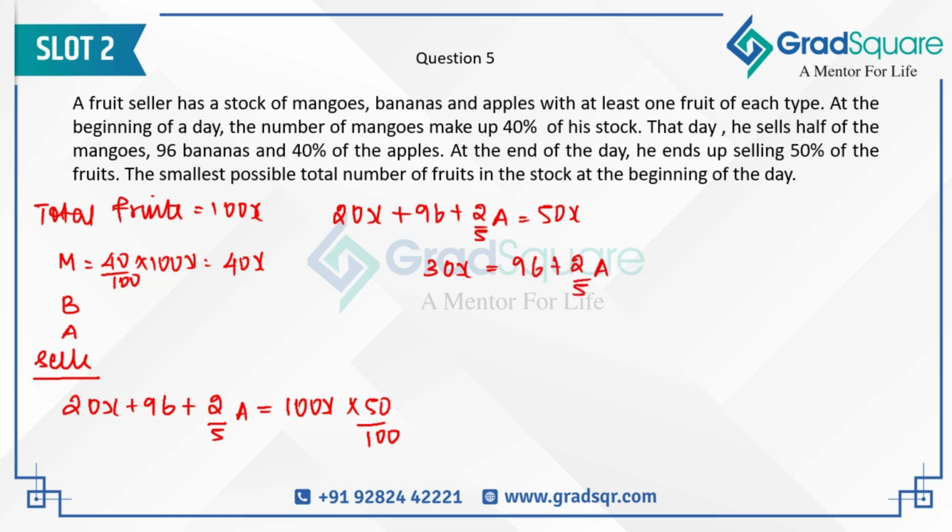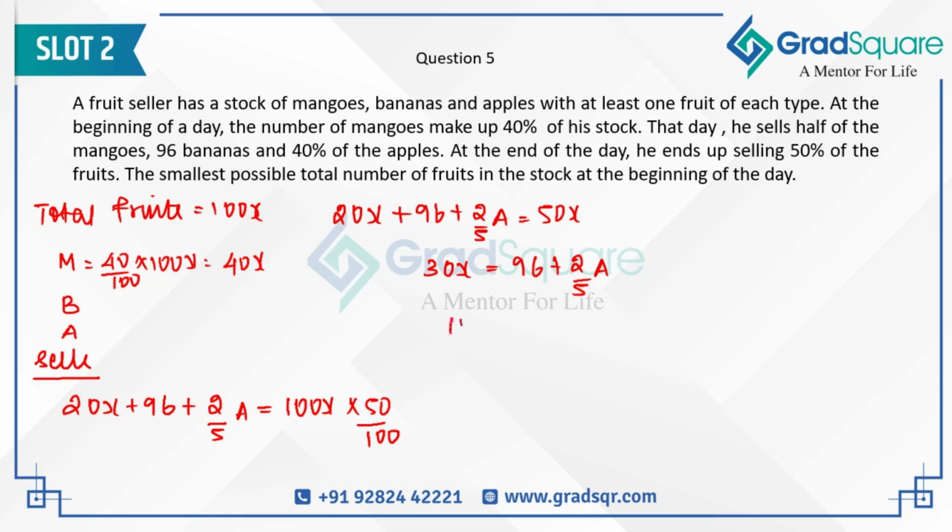Okay. And we are required to calculate the smallest possible total number of fruits at the beginning of the day. That means we have to find the smallest possible value of 100x. So for that to be the smallest possible value, x should be the smallest possible value, right? So the minimum value of x is what? So we have to ideally find the smallest value of 100x.